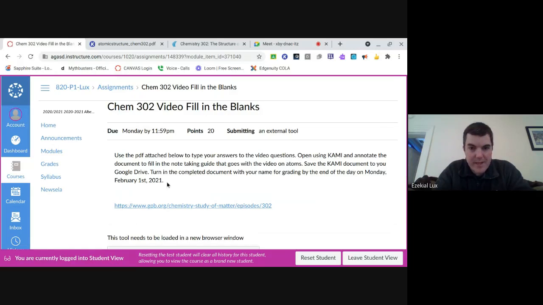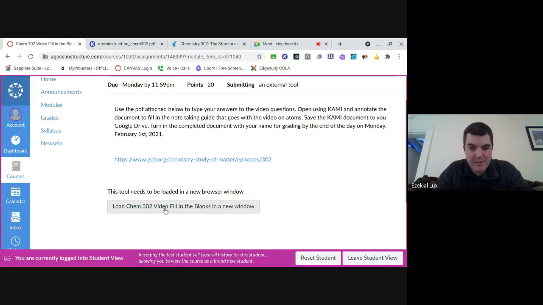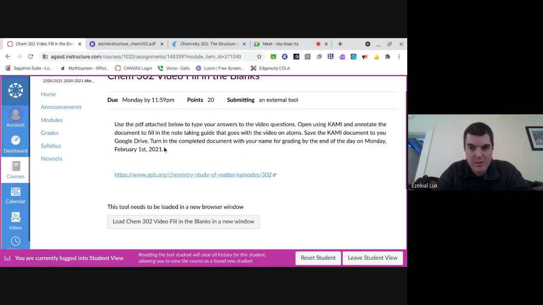It says use the PDF attached, and it's going to be in Kami. It's going to be down here in the gray rectangle. I would open this up in a new window and open up my link to the video in a new tab, so you can toggle back and forth between them, because you're going to need to do that to answer these questions.